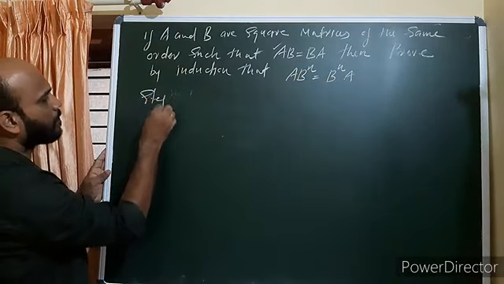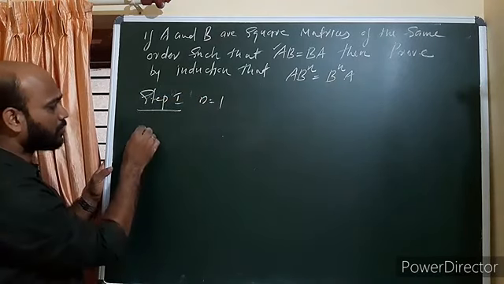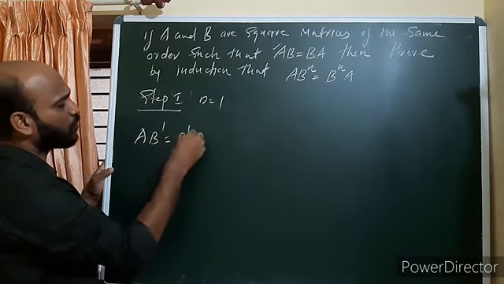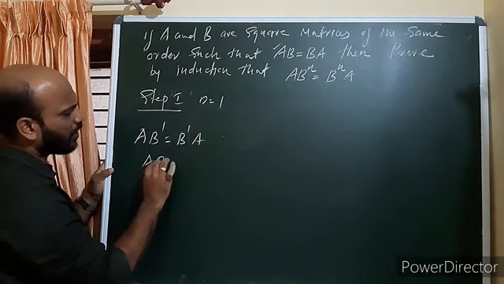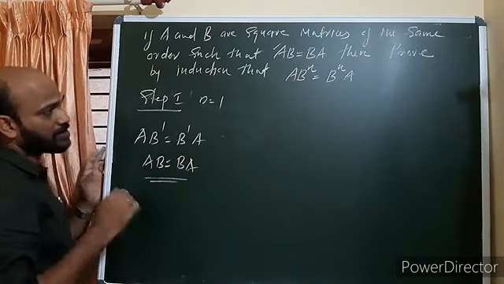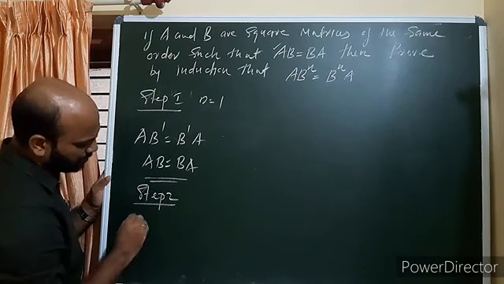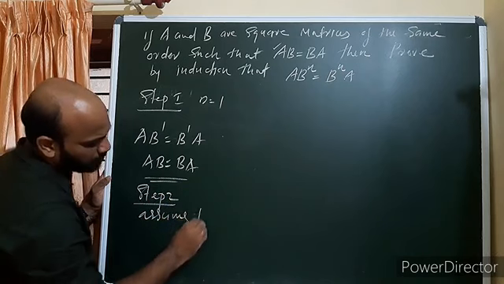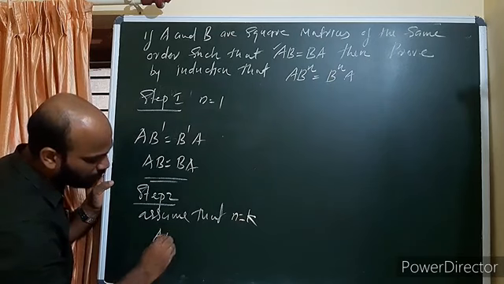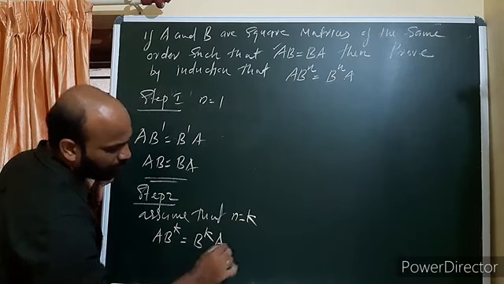Step 1. Take n equal to 1. So that expression becomes A into B raised to 1 is equal to B raised to 1 into A. That is AB equal to BA. Given that AB equal to BA, so result is true for n equal to 1. Now, step 2. Assume that it is true for n equal to k. That means A into B raised to k is equal to B raised to k into A.